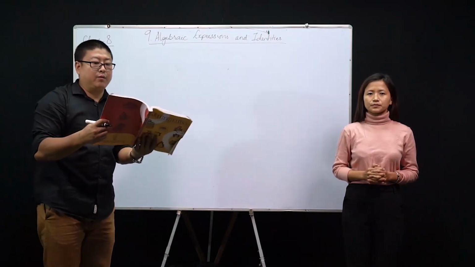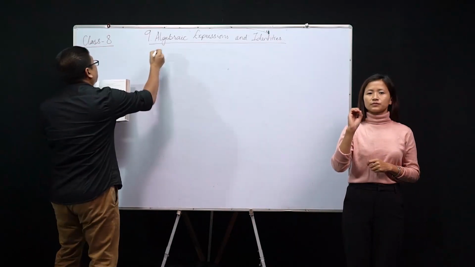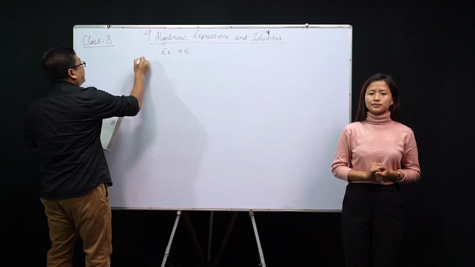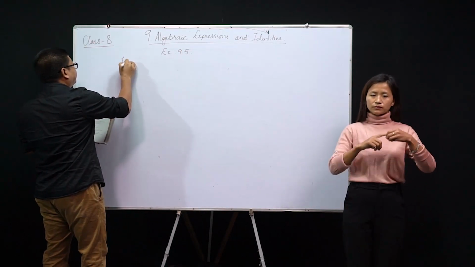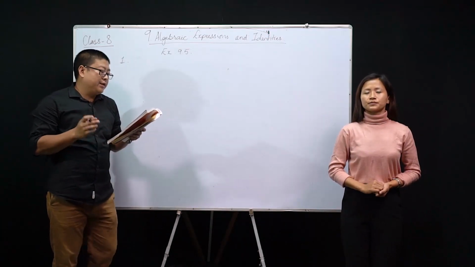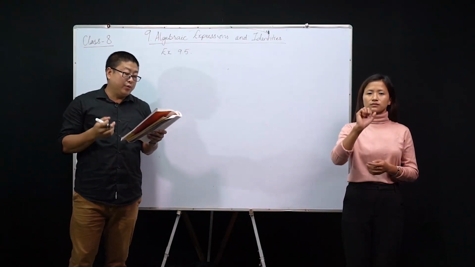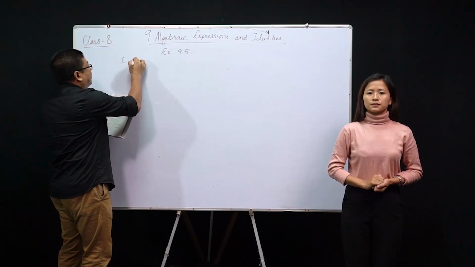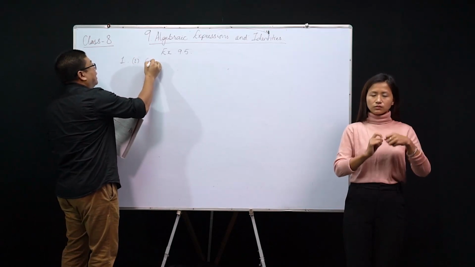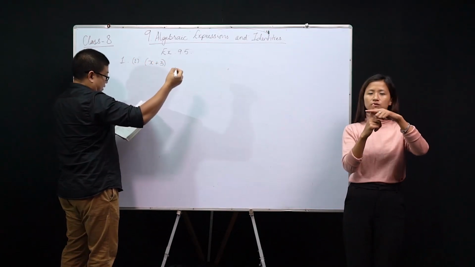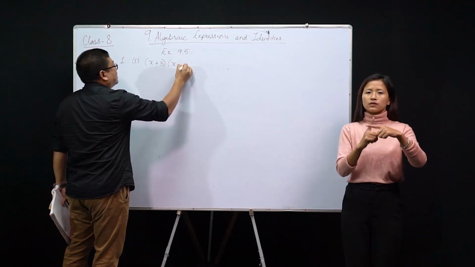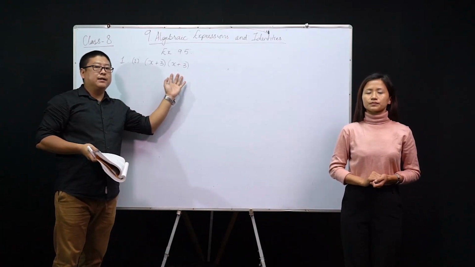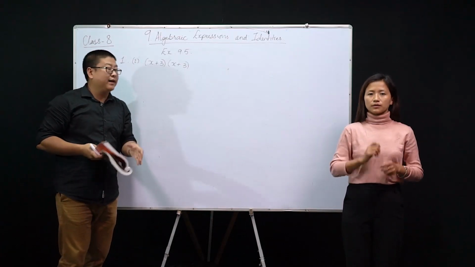Please turn to page number 151 in your textbook. Exercise 9.5. Let's start with the first question. Use a suitable identity to get each of the following products. In the first question, they have given us (x + 3) into (x + 3). They have simply given us two expressions. They want us to use identities.